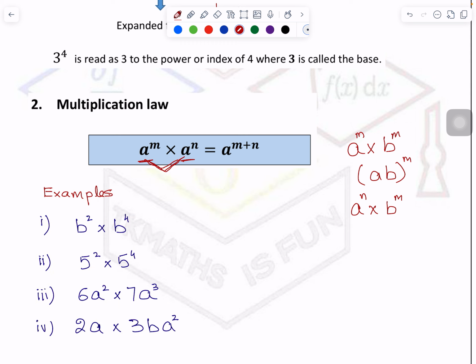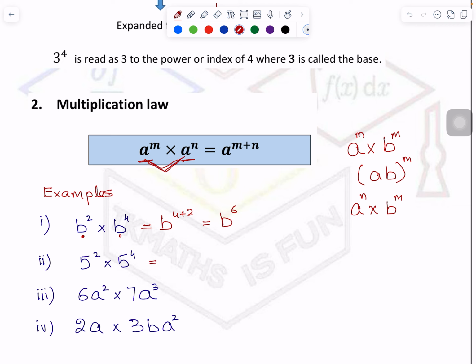Example number 1, b square times b power 4. You can see the base is the same, so we add the powers: 4 plus 2 will be 6. By the way, this video can be a little longer because I want to cover all the laws in the same video, and after that the next videos will be on more challenging questions, extension questions, things like that.